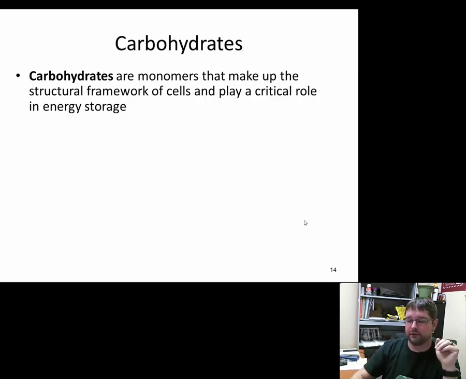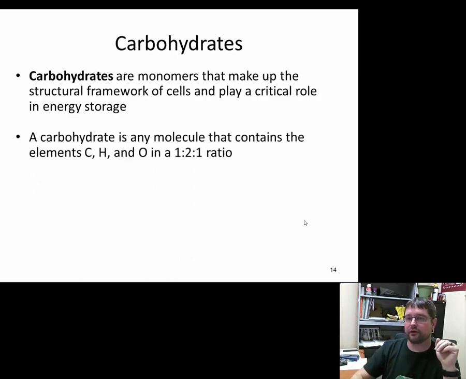And carbohydrates typically come in a very simplistic form, and that is this ratio of 1 to 2 to 1. So you have 1 carbon for every 2 hydrogen for every 1 oxygen. And this is just the typical ratio of any carbohydrate.